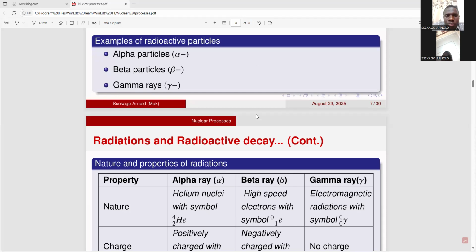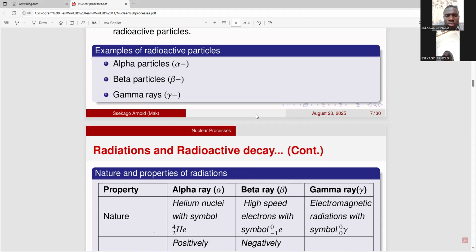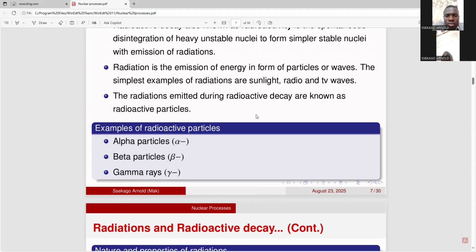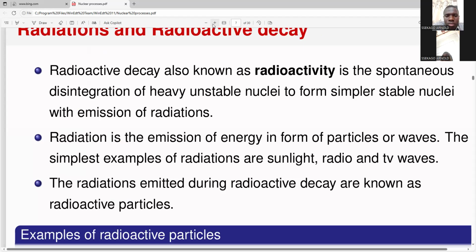So basically, we had covered radiations and radioactive decay. If you recall, if I may take you back slightly, let me increase my screen a little bit.